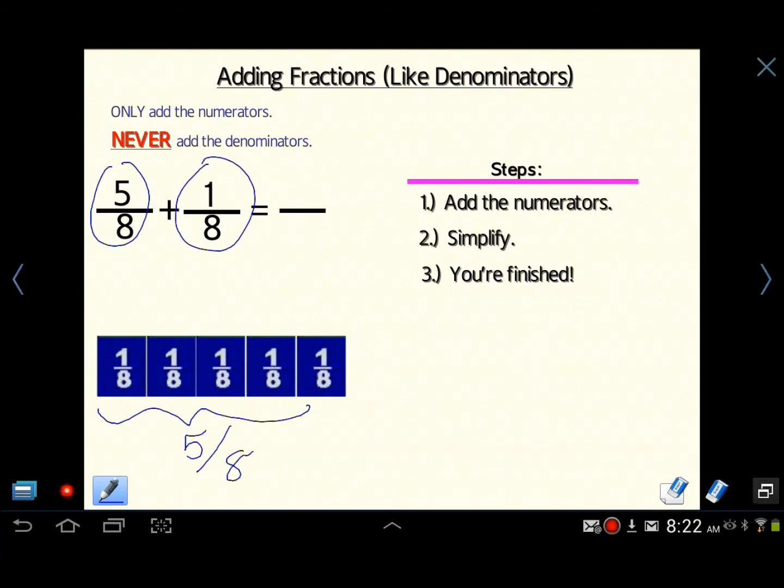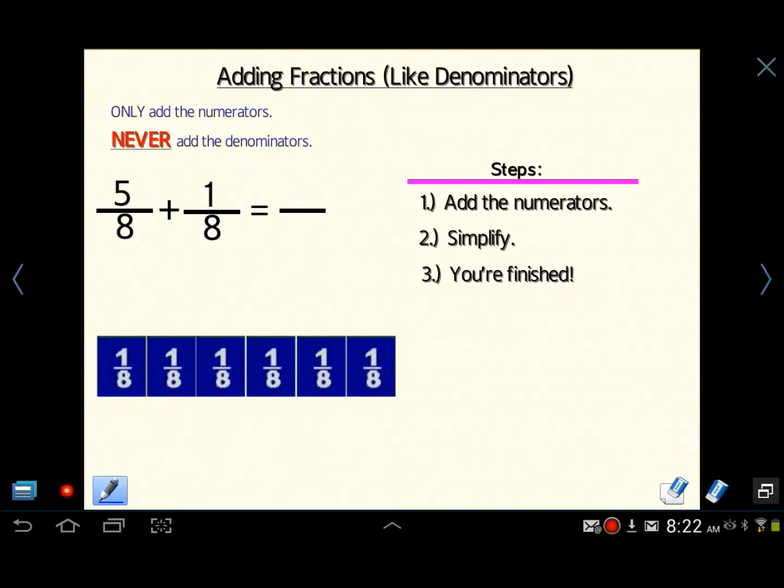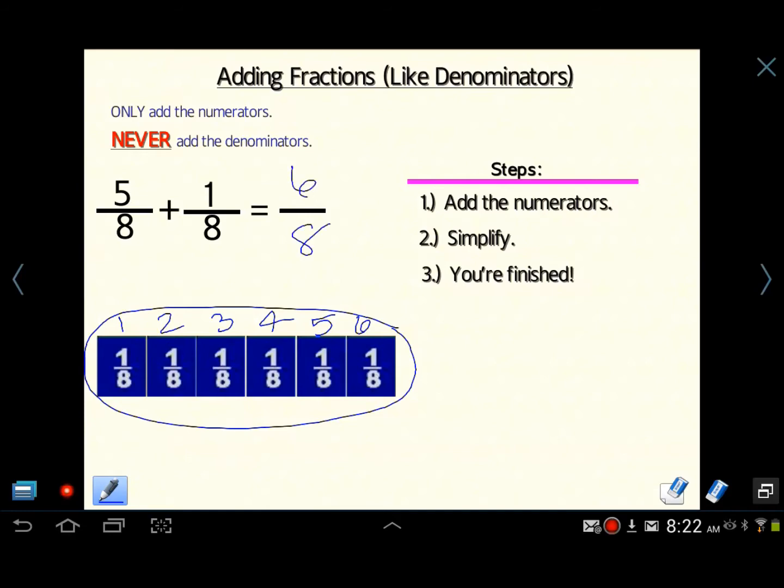When I add 1/8 to it like that, what do we have? I know this seems really simple, but it just needs to be said. How many 8s do we have? So I'm going to go ahead and add these up. 1, 2, 3, 4, 5, 6. So what do we have? We have 6/8. So we added the numerators.